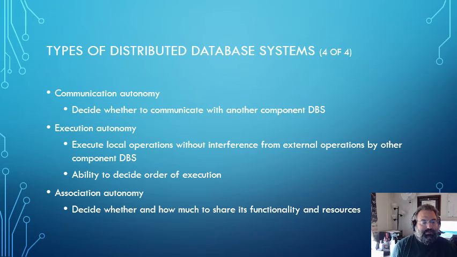Communication autonomy is to decide whether to communicate with another component, distributed system, database system. Execution autonomy: execute local operations without interference from external operations by other components of the system. Ability to decide on the order of execution. Association autonomy: decide whether and how much to share its functions and resources.